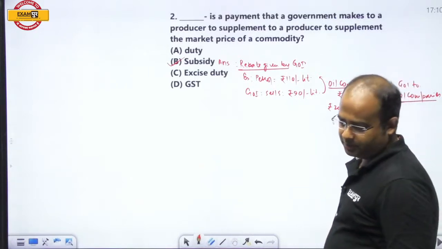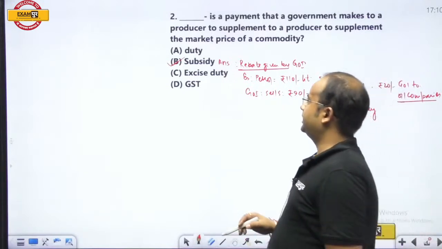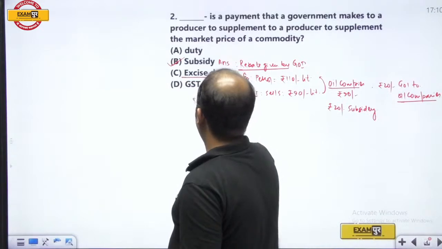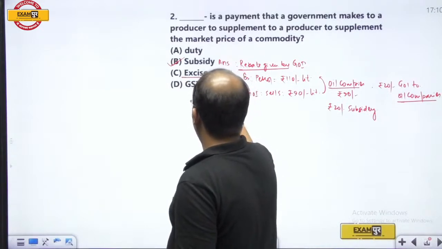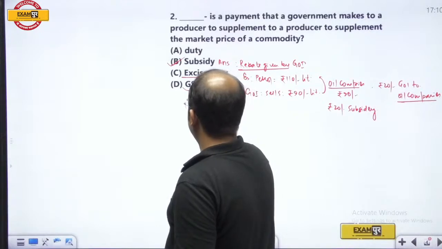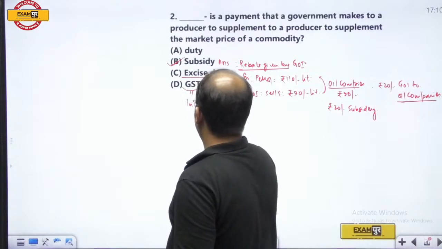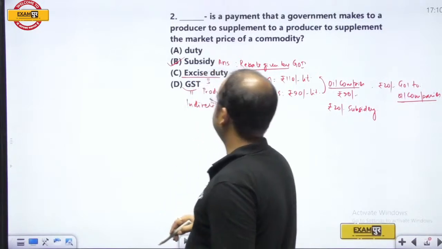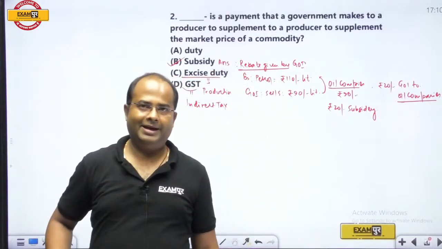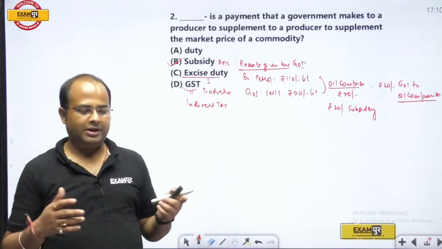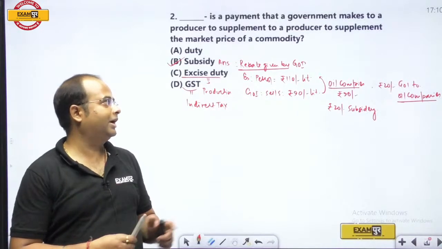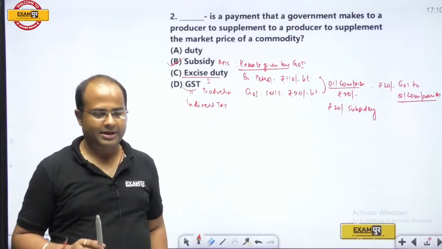And excise is taken on production. GST is a type of indirect tax. Now the excise duty has been merged into the GST. So GST is a type of indirect tax, whereas excise, earlier, was taken on the productional activity. Therefore, guys, it is option B, that is subsidy.